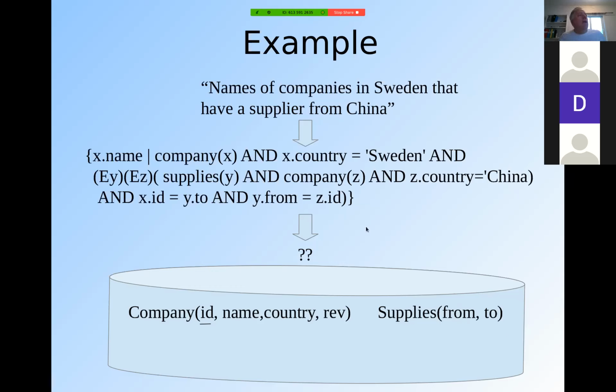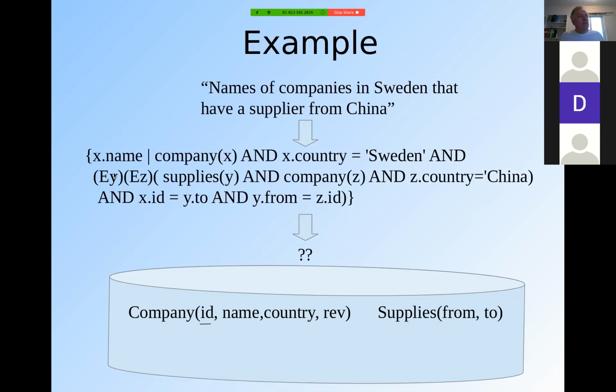But what we have here then is the names of the companies in Sweden that have a supplier from China. So this right here is the actual equivalent tuple calculus statement. What this is basically saying, it's not really like logic. It's like a syntactic sugar over logic. So this should be like a backwards E right here for the exist quantifier. But what we have here is basically give us the names of a company X.